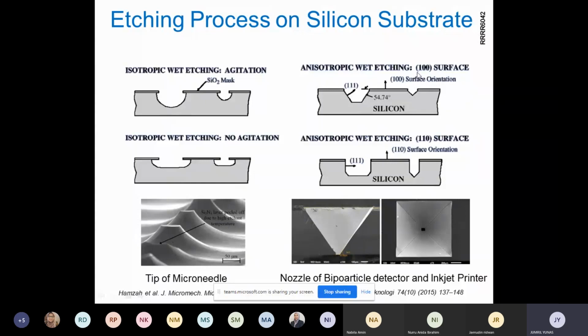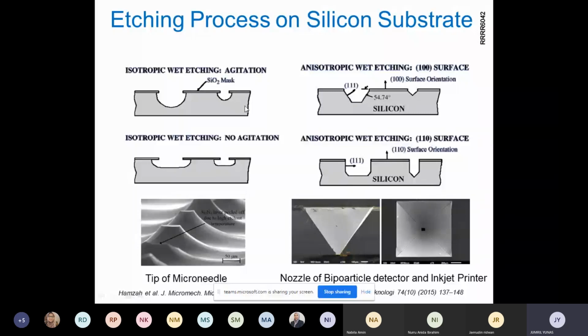This is the anisotropic wet etching. If we use surface silicon with 100 crystal orientation, then the wet etching will result in a V-shape silicon trench. You can see here. So this is another type of etching result if we use silicon having 110 crystal orientation.